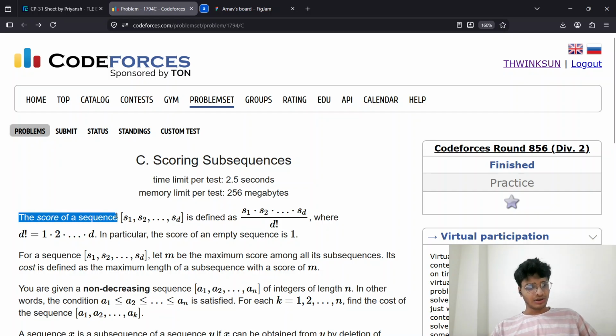The score of a subsequence S1 up to SD is defined as S1 times S2 times up to SD, divided by d factorial, where d factorial is 1 times 2 times up to d. In particular, the score of an empty subsequence is 1. That is a factorial property actually: 0 factorial is always 1.